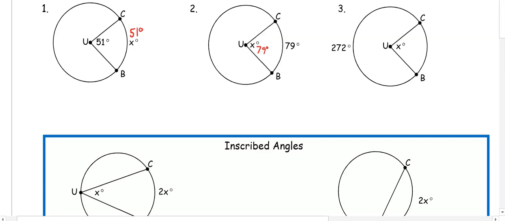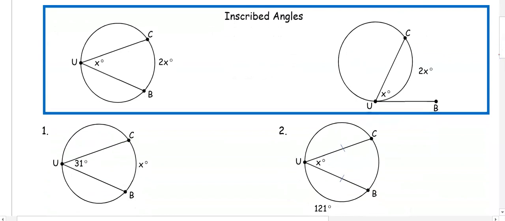In number 3, we don't know the arc between CB yet, but we do know the arc going the longer way around the circle is 272 degrees. In a circle, there is a total of 360 degrees. So we can subtract 360 minus 272, and we get that this arc is 88 degrees, which means the angle is also 88 degrees.